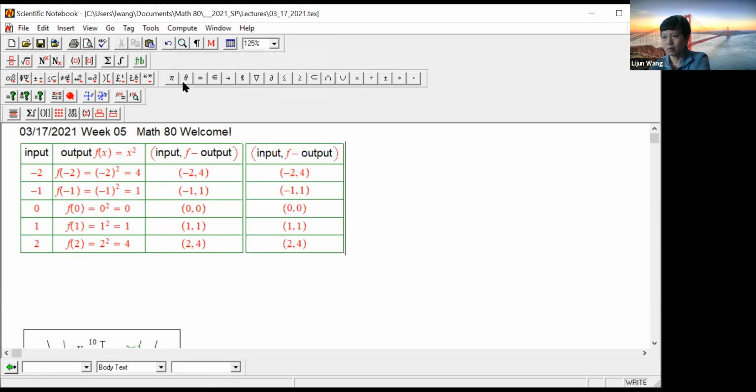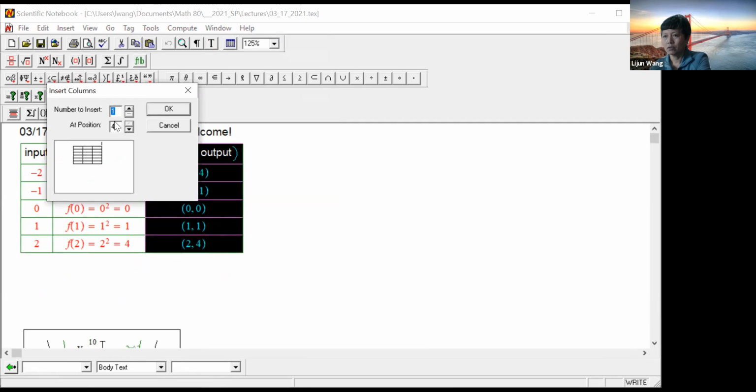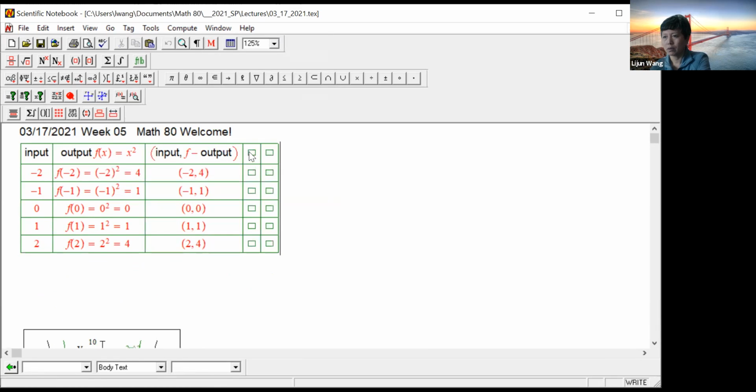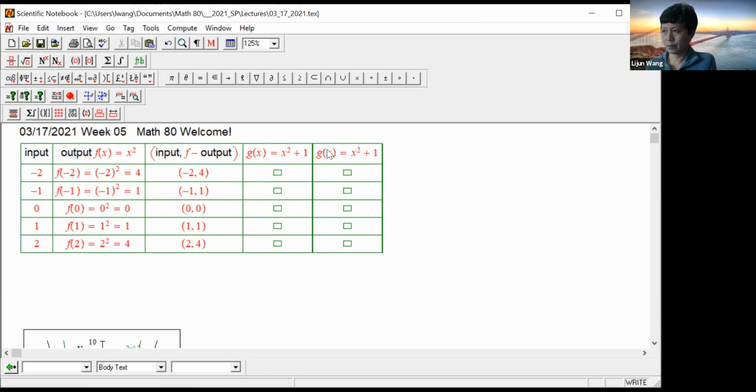I'm going to insert two columns, and the output will change. The first one is g of x, and that's going to be x squared plus 1. And the other one, I'm going to call it h of x, x squared minus 1.